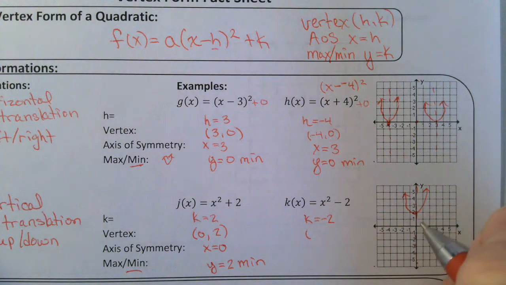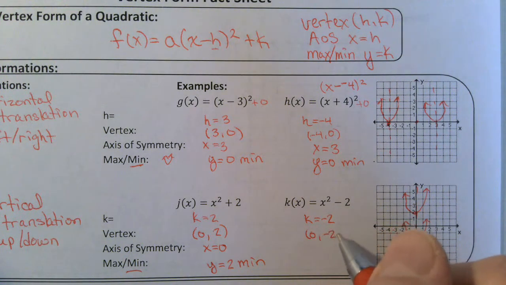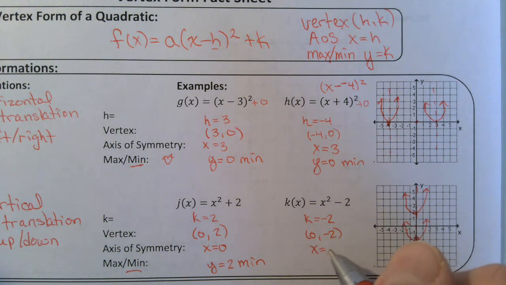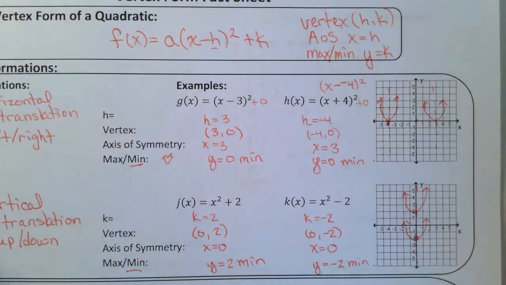So that means my start was here at 0, 0. I shifted down 2. I have another upward facing parabola. So 0, -2. My axis of symmetry is still at 0. And this time I have a minimum again, but it's at -2. This is the lowest point on the graph.